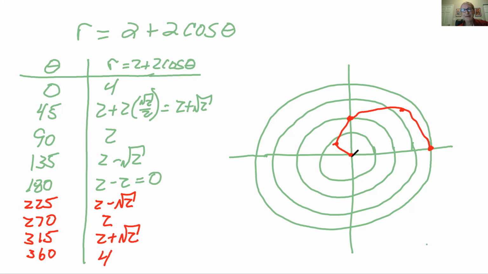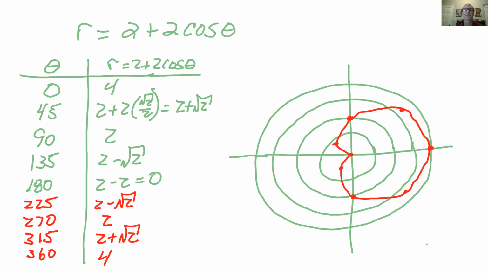So when you're going back out, you'll see that when you come to 225, it comes about right there. And then when you hit 270, you get back to 2. And then at 315, you're back about right here, and you end up back there. So it kind of looks like this. That actually isn't too bad. And with regards to that particular graph, they call that a cardioid.